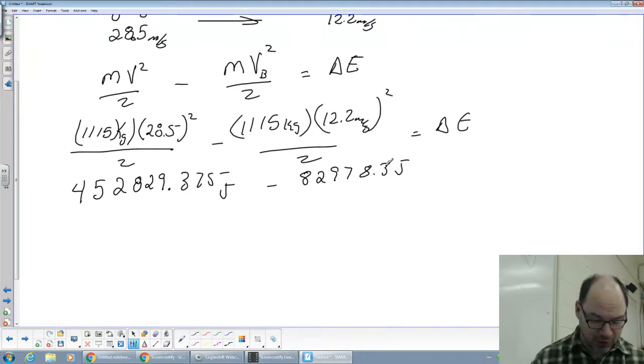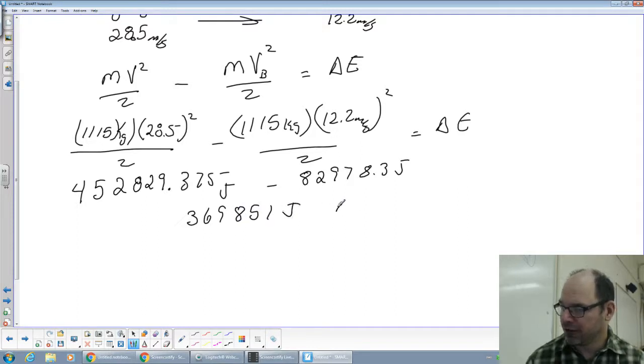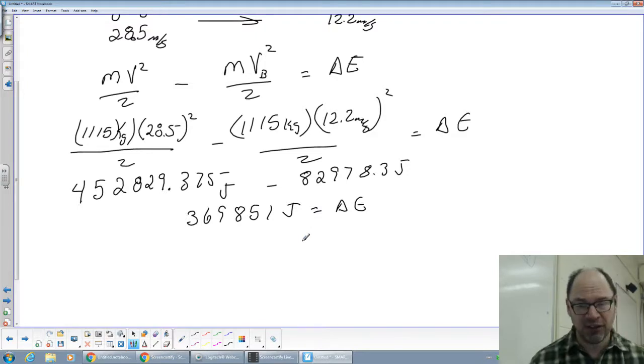Okay, so when we subtract, we get 369,851. We'll just go to the nearest joule as our change in energy. So that's quite a big change in energy.